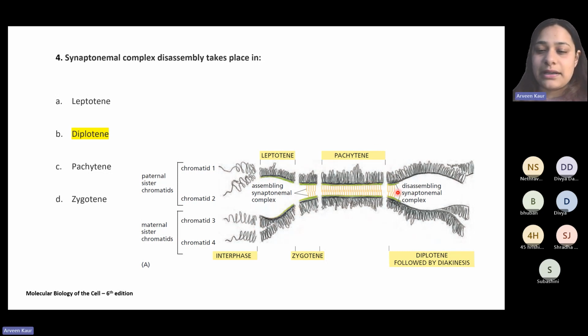Then after pachytene, the stage that follows is diplotene, right? And then comes diakinesis. So in diplotene, that is the stage where disassembly of the synaptonemal complex will start, right? And by the end of diakinesis, it will totally have disassembled, right? So yes, diplotene is the answer over here.